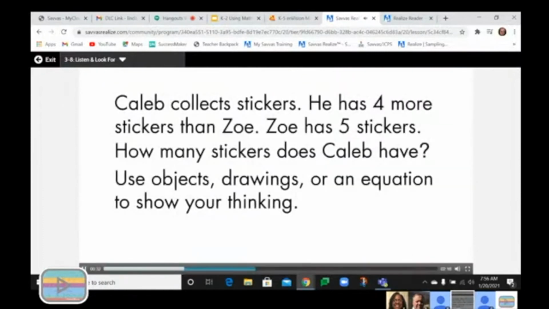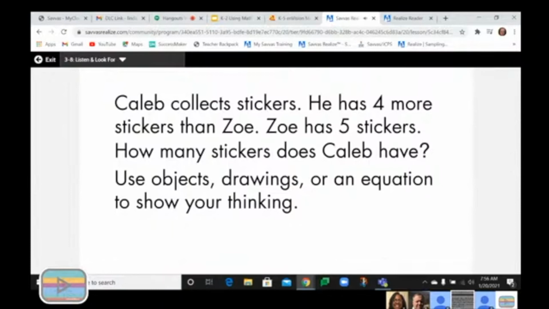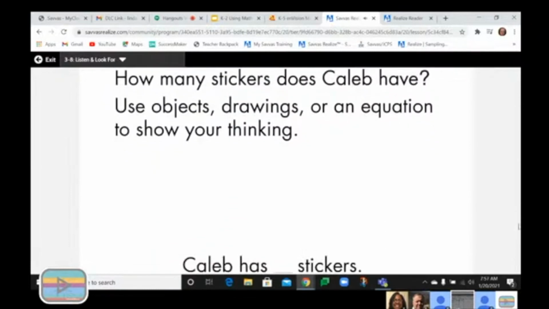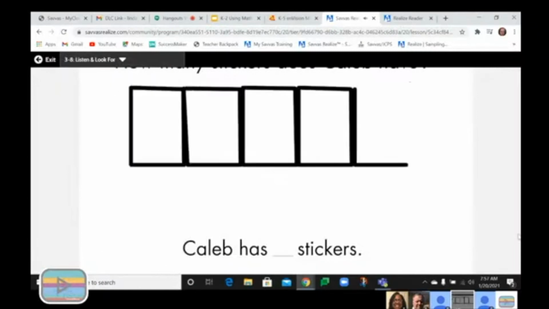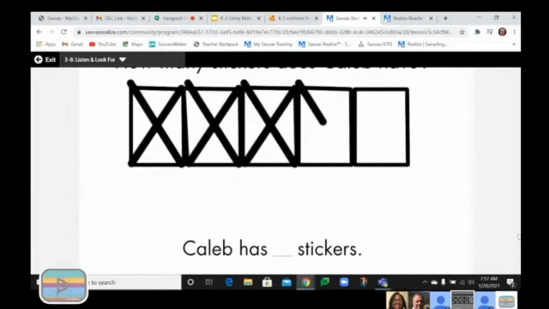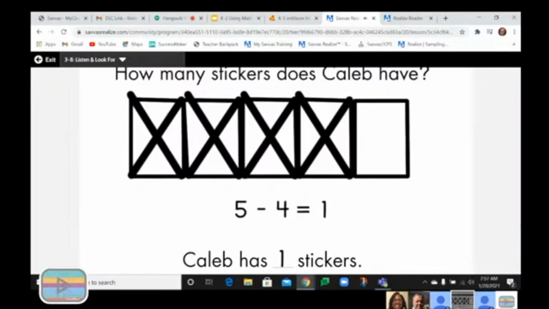This problem is key because students are asked to solve a comparison problem and show their thinking. This is the exact problem that's in the solve and share. Listen and look for students who do not make correct sense of the problem. Some students may read the word more and think that they need to subtract because more is a comparison word. They may make a drawing to show 5, cross off 4 to model subtraction, and write a subtraction equation to match the drawing. These students will incorrectly conclude that Caleb has 1 sticker. To help students identify their error, have them reread the problem and underline the information needed to solve the problem.